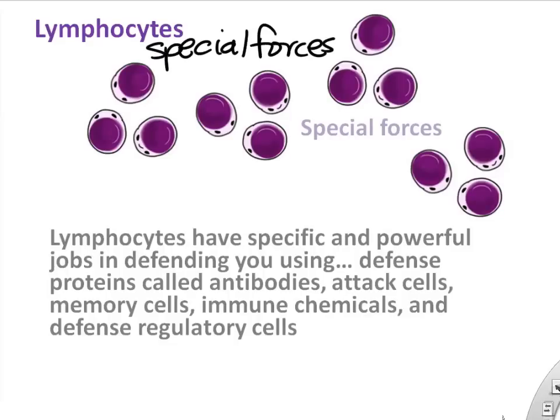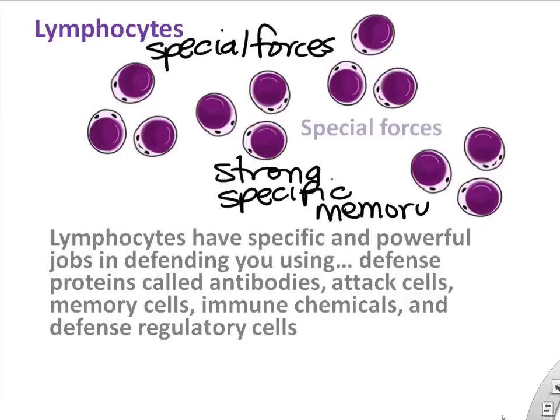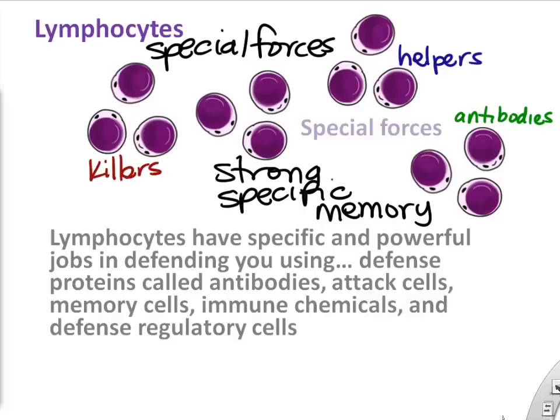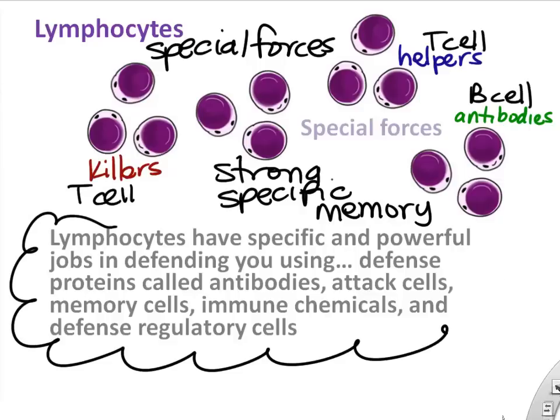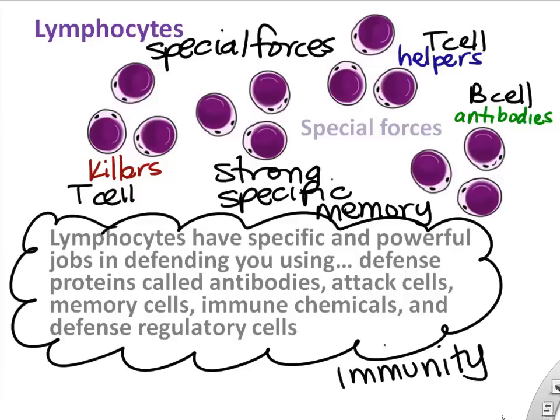Lymphocytes, we'll learn more about those when we learn about immunity in a different lecture, but I just wanted you to think about them as some of your strongest defenses, specific defenses with immunity and memory. And we have different types of lymphocytes, T cells and B cells. The B cells make antibodies, and they create your strongest defense.